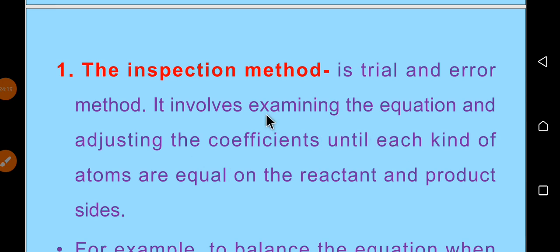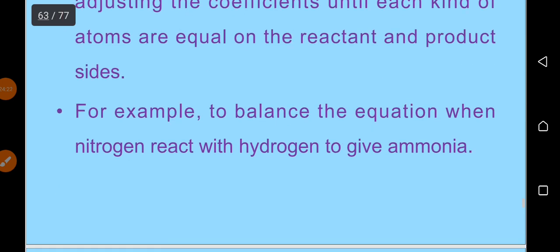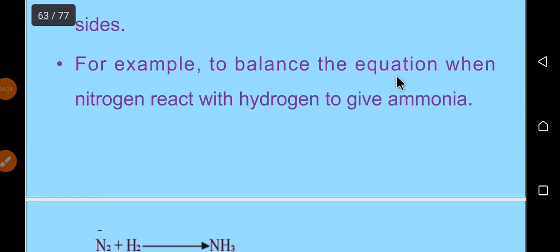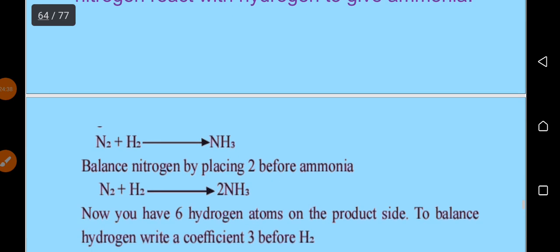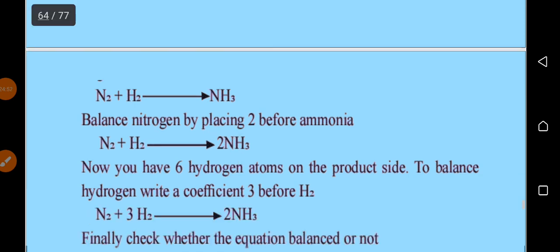ትራይ ያደረግን ኤግዛማይን ማድረግ ቼክ ማድረግ ማለት ነው. For example, to balance the equation when nitrogen reacts with hydrogen to give ammonia. እንግዲህ as we know, when nitrogen reacts with hydrogen it produces ammonia ይፈጥራል. ስለዚህ እንደምታዩት nitrogen plus hydrogen gives NH3, which is ammonia. በዚህ ጊዜ balance nitrogen by placing 2 before ammonia.